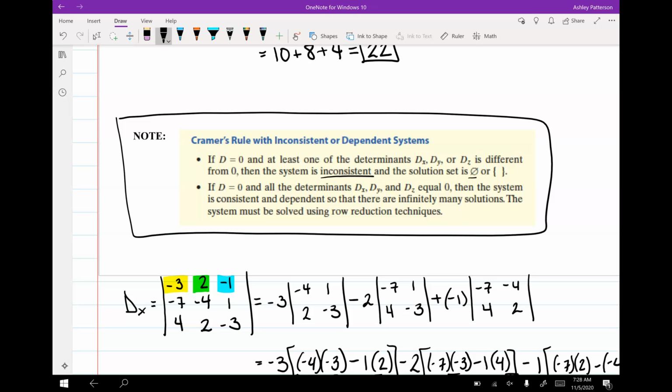Now, if your determinant is 0 and all of your determinants equal 0, then we say the system is consistent and dependent, which means there are infinitely many solutions, and the system must be solved using row reduction techniques. Now, if in the practice that you come across either one of these situations, we either put inconsistent and no solution, or I want you guys to put consistent and dependent because we haven't yet figured out what that row reduction technique is. Okay, great.